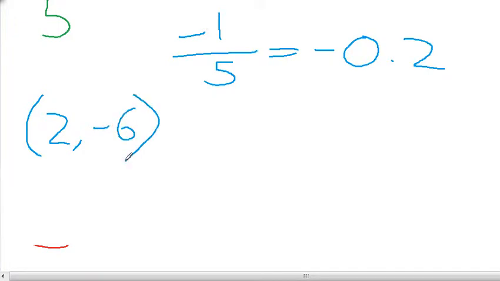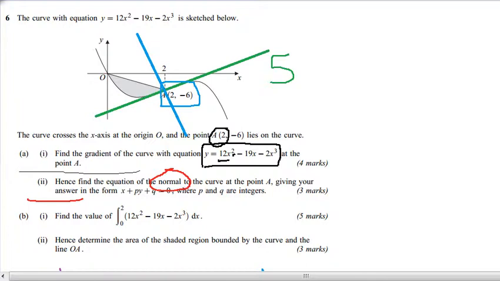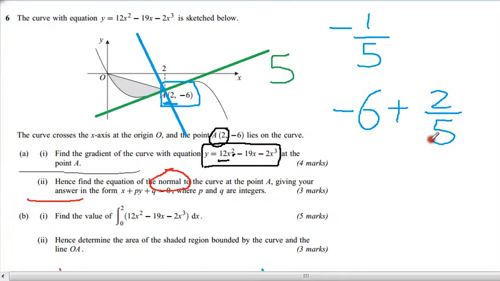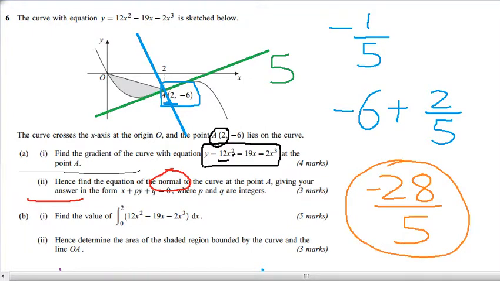Now there's two ways of working out the equation for this. You can look at it and say, look, we're at 2, minus 6, and we've got a gradient of minus 1 over 5. So we need to go 2 steps, because we're 2 on the x-axis, 2 steps to the left, and minus 1 over 5, so 2/5 up. So if we go minus 6 plus 2/5, then we get minus 28/5. That's what we get when we're at 0. So that's our y-intercept.